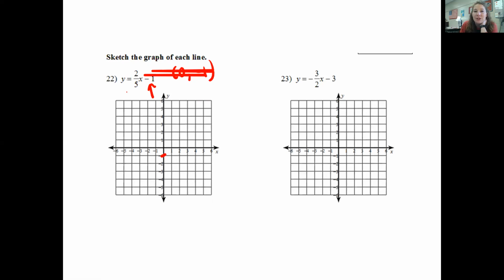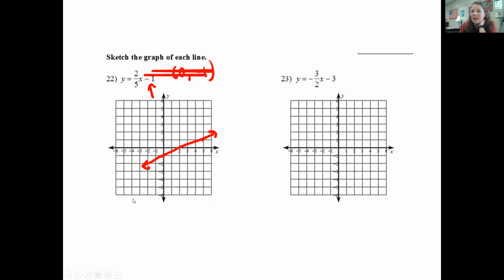And it's positive, so I know my line needs to be going up and to the right. So I'm going to rise 2. I'm going to run positive 5. I'm going to go to the right 5. 1, 2, 1, 2, 3, 4, 5. And then let's everyone pretend I can make a straight line. That was really good, you guys.